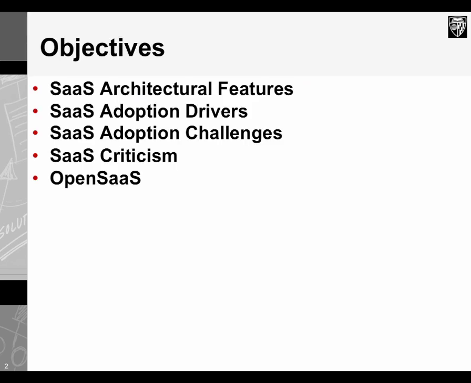So what are the objectives? In this section, we'll look at the SaaS architectural features and characteristics. We'll also look at the SaaS adoption drivers, also SaaS adoption challenges. We'll look at SaaS criticism, the classic SaaS criticism, and what open SaaS is and how it solves the SaaS criticism problem.